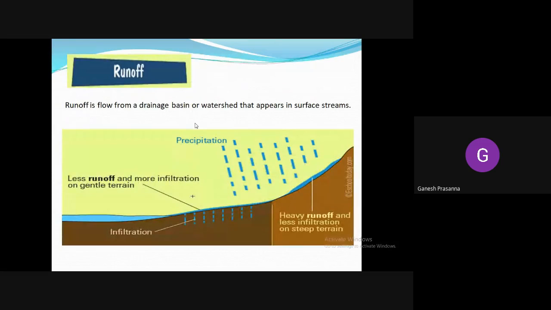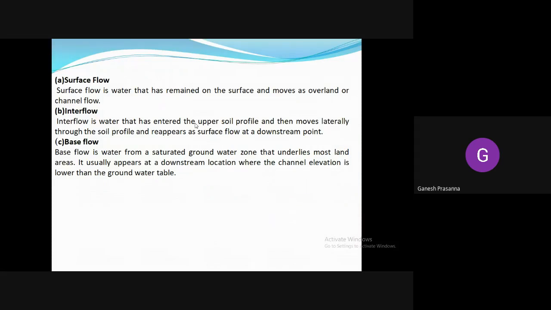Next is runoff. Runoff is the flow of water from excess streams, watersheds or drainage basins. There are three important types: surface flow, interflow, and base flow. Surface flow is the one which remains on the surface and moves overland. Interflow is the one that has entered the upper layers of the soil profile, between the O horizon and A horizon, moves laterally through the soil profile and reappears at the surface. Base flow is the bottommost, which is very common in groundwaters, and it usually appears in the groundwater table itself.